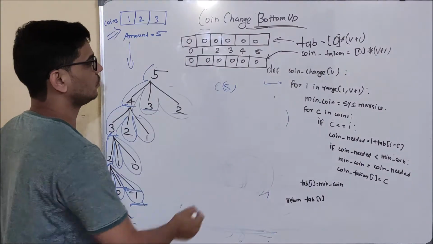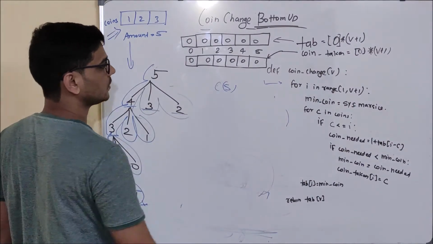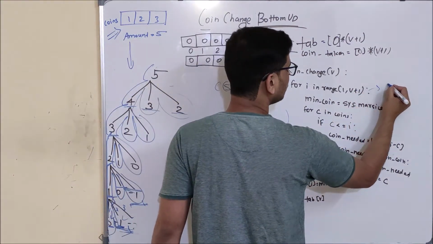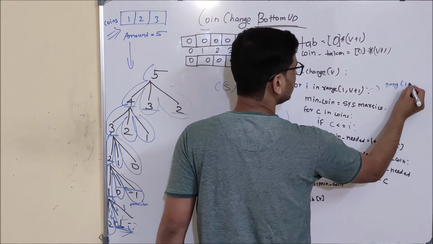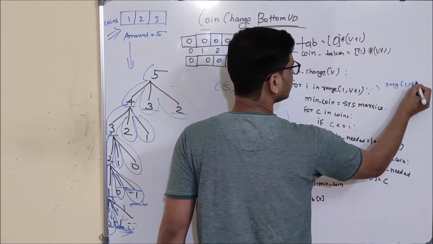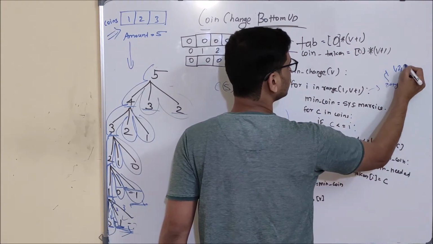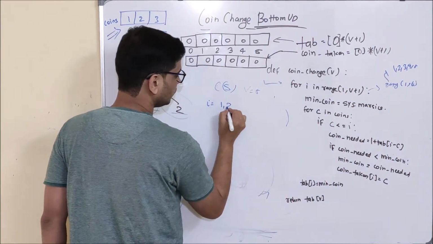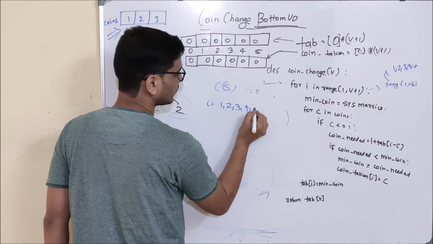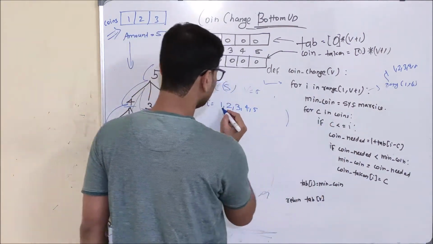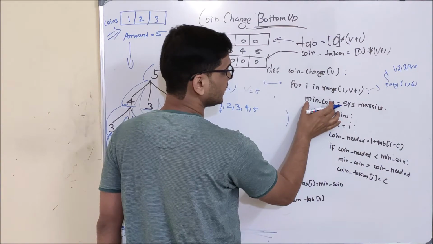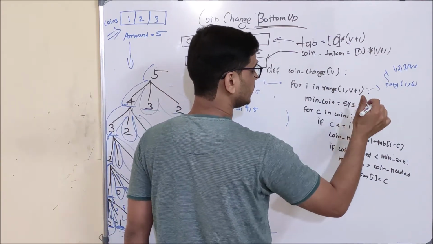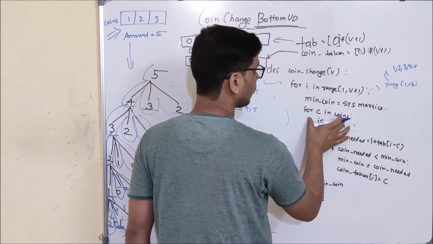Basically, we will make a call to coin change of 5, and basically v is 5. So the outer for loop will range from 1 to 5 plus 1, that is 6. That is, it will run for i equal to 1, 2, 3, 4, 5. And for each i, it is going to create a min coin variable and will initialize it to sys.maxsize, that is infinity. And here I am trying all the coins.